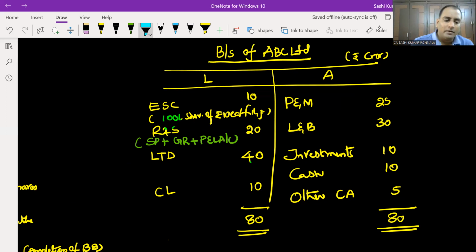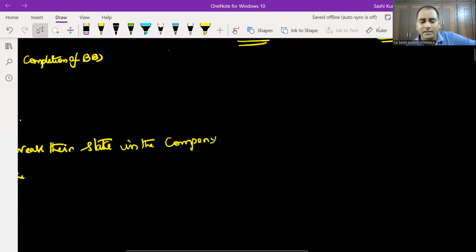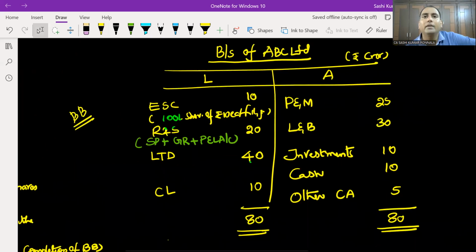Now this company ABC Limited wants to go for buyback of its own shares. So how many shares out of 100 lakhs can be bought back from the public? This we have to decide. The maximum number of shares that can be bought back is subject to 3 tests. You have to take the lower value, right?